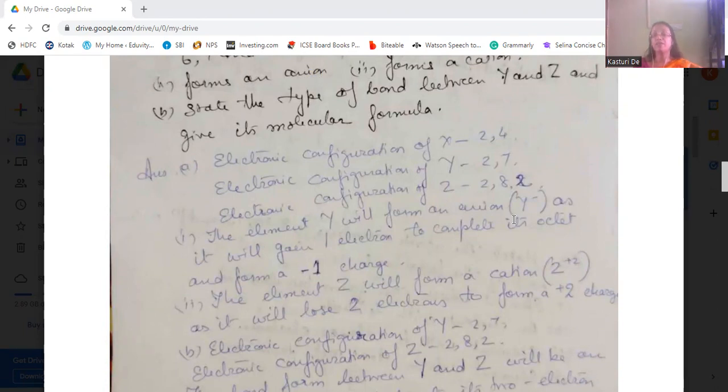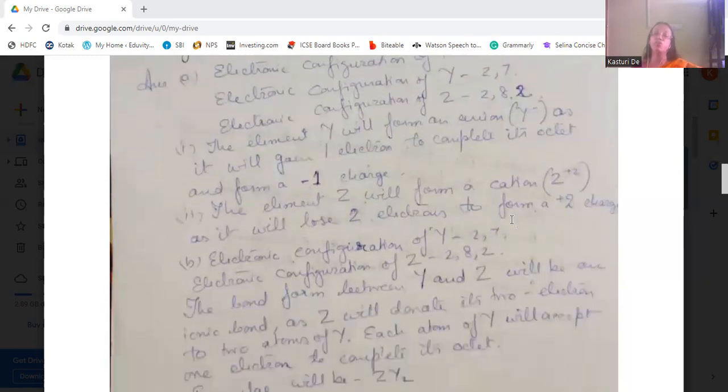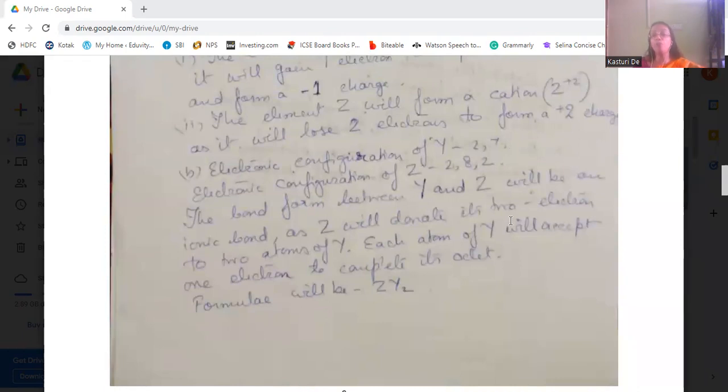Okay. Next is the electronic configuration. Y is 2 and 7, and the electronic configuration of Z is 2, 8, and 2. For the bond formed between Y and Z, as Y is deficient of 1 electron and Z is donating 2 electrons, Z will require 2 Y atoms to donate its 2 electrons. So that means the formula will be ZY2.